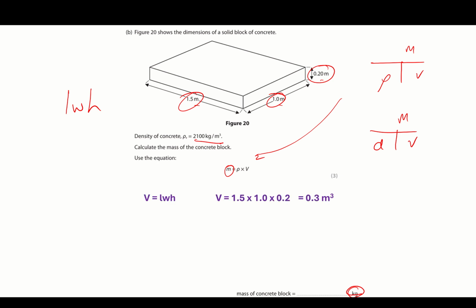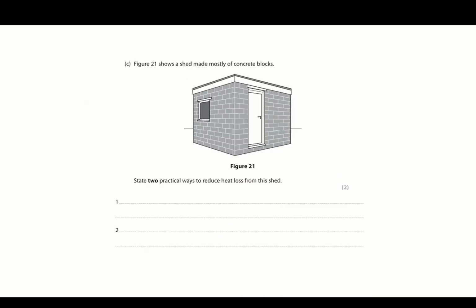So volume equals length, width, height. 1.5 times 1 times 0.2 is 0.3 meters cubed, because we've got meters times meters times meters. Put that into here. Mass equals density times volume, 2,100 multiplied by the 0.3 that we worked out, equals 630 kilograms. And I think that's a really nice 3 marker.